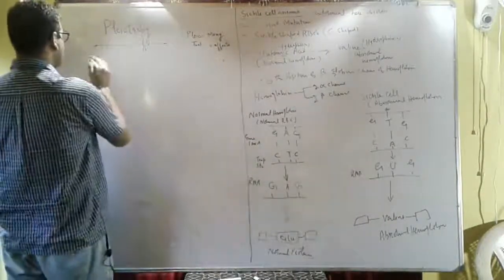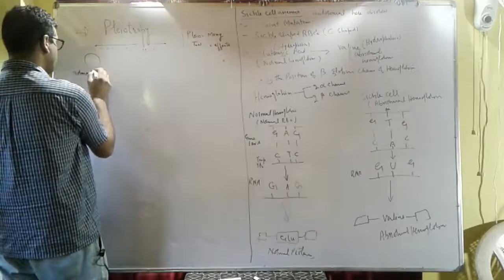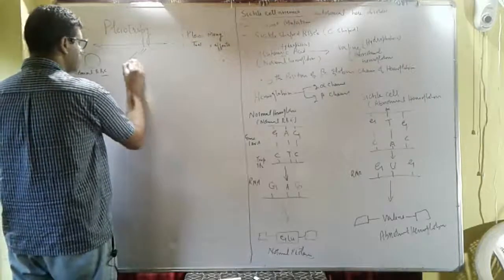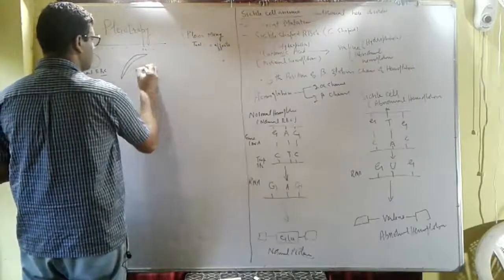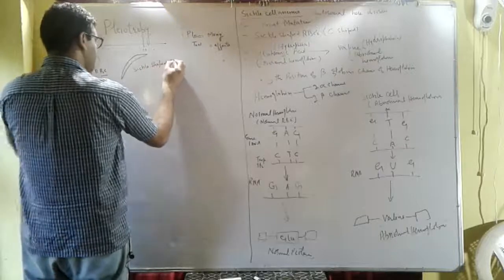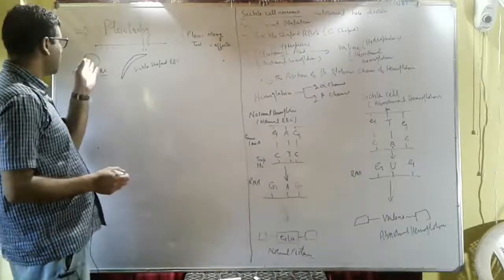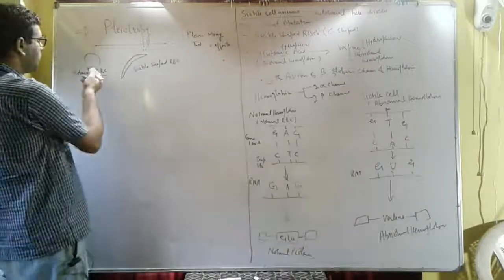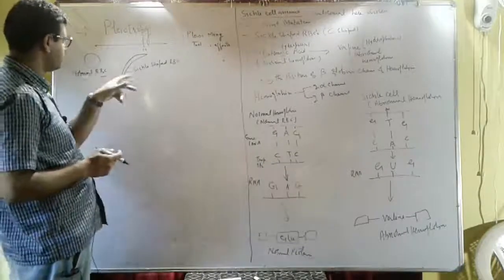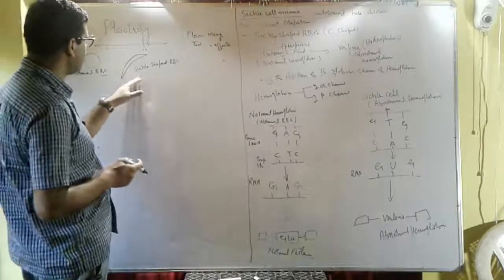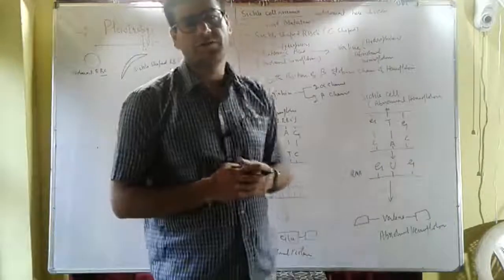we have normal RBCs. This is a normal RBC, and this is a sickle shaped RBC. This normal RBC has normal hemoglobin, and this sickle shaped RBC has abnormal hemoglobin. This sickle shaped RBC produces secondary effects.